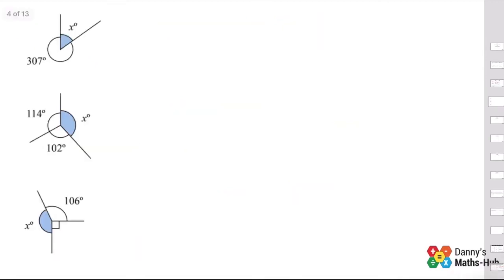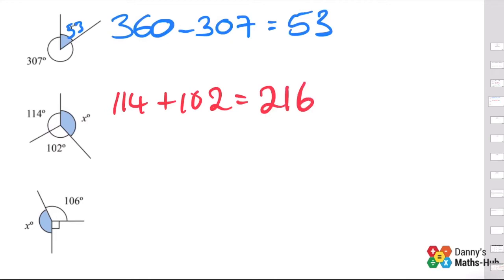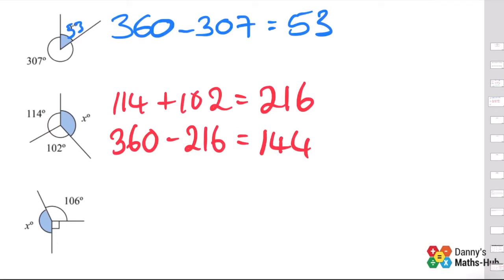And same with angles around a point. We know there's 360 degrees around this point in total. We've already got 307 of them, so whatever's left must be what x is. And again, we've got two angles here. So if we add them together to find out exactly how much we have, we have 216. We know we should have 360 around the point. So let's take away the 216 we've already got, which leaves us with 144. So x must be 144.